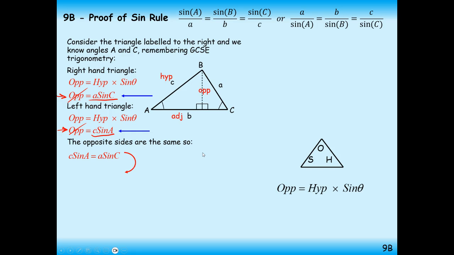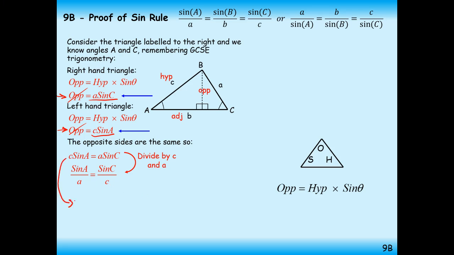So we can rearrange it any way we like. Notice the similarity in the names, so in the letters. So we can divide both sides by a and c. So we'll end up with sine of capital A over a equals the sine of capital C over c. Now if you rearrange this another way and you cross multiply by a and c.